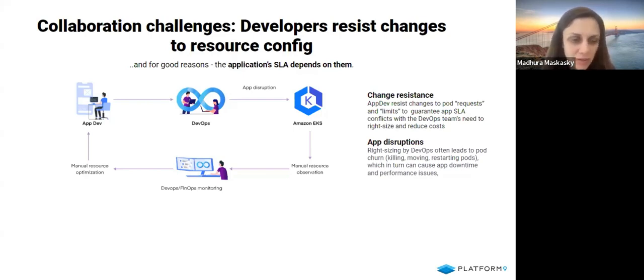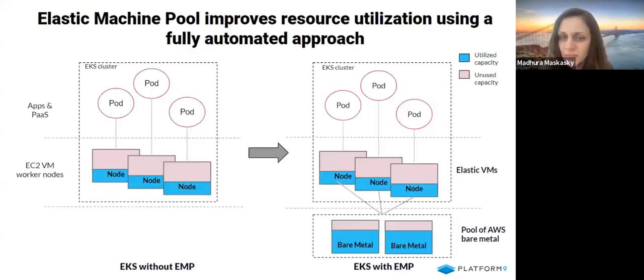And because there is a potential for application downtime, there is a tendency to set these request and limit values at least in a very pessimistic way, meaning let me set the request value to be what my app requires at peak time, not necessarily what it requires on average, which results in a lot of wastage of resources. So let's go next.